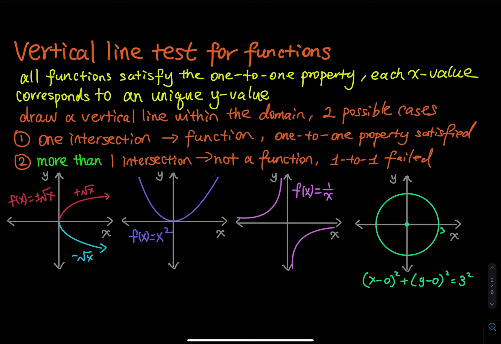Vertical line test for functions. Okay, first of all, still remember this, all functions satisfy the one-to-one property. So what is the one-to-one property?